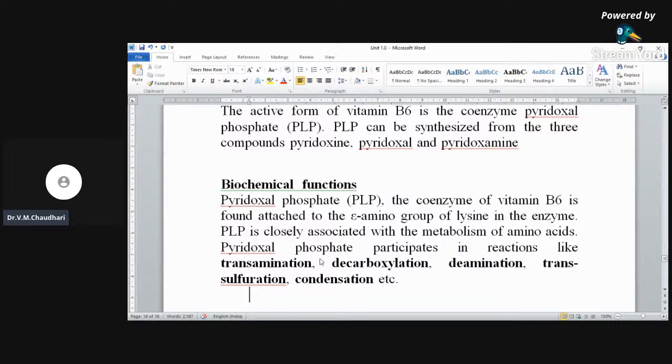Pyridoxine, pyridoxal and pyridoxamine. So these are involved in transamination, decarboxylation, deamination and transsulfuration reactions. Which are those reactions? Transamination, decarboxylation, deamination, transsulfuration and condensation reactions. In all these reactions, pyridoxal phosphate is involved.